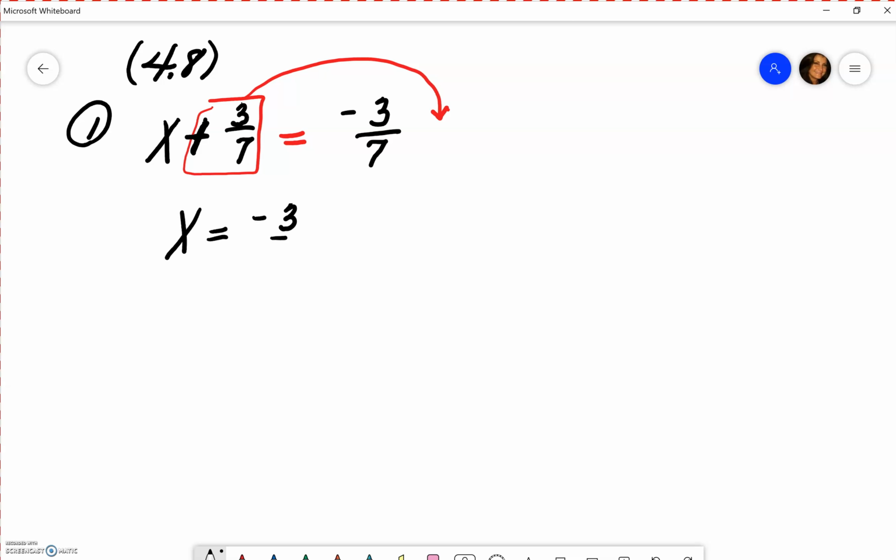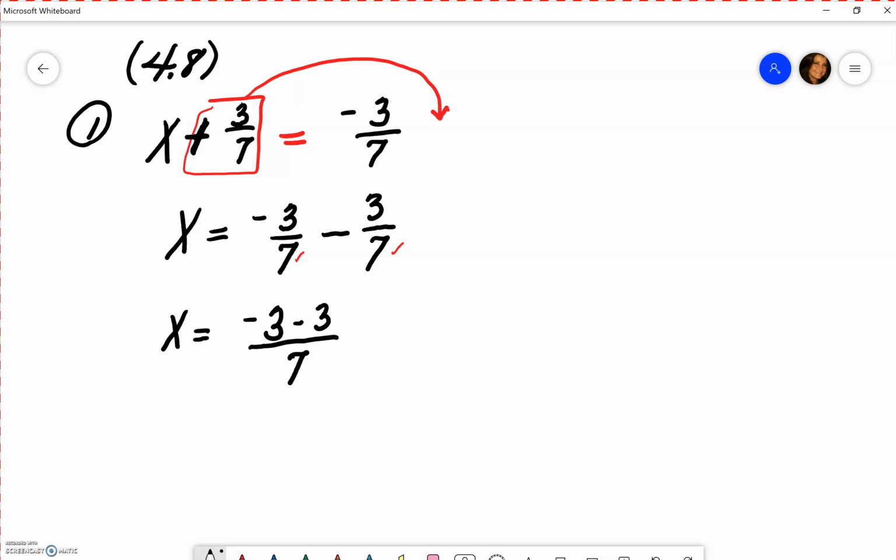So I'm just going to rewrite my negative 3 over 7. Now that becomes a minus 3 over 7. So now we have two fractions that we are subtracting. So the first thing I'm going to look at and say, well, are they like fractions? Do they have the same denominator? This does. So I can just go ahead and rewrite it as negative 3 minus 3 all over 7.